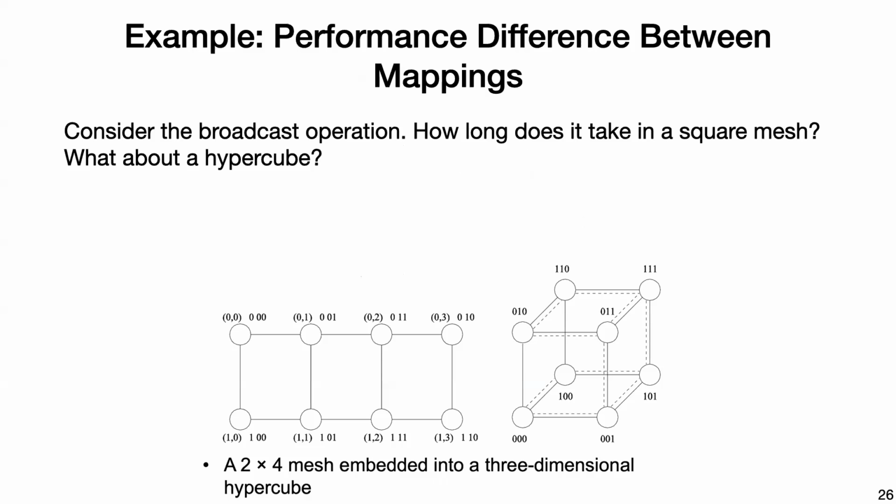And like I said earlier, if you could define an operation directly in the target topology, you may be able to define it more efficiently than if you simulated it in the source topology on the target topology. So for example, consider a broadcast. Let's say we had a 2D mesh, like just n by n. How long would it take us to do the broadcast in the square mesh? Or sorry, square root n by square root n, I guess.